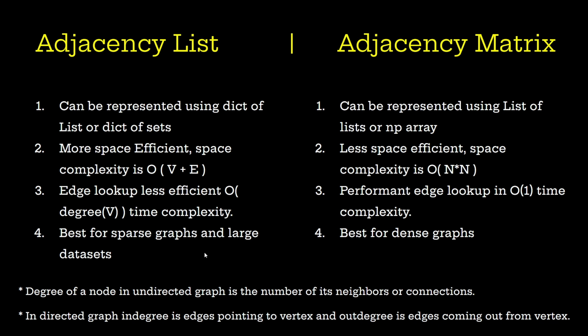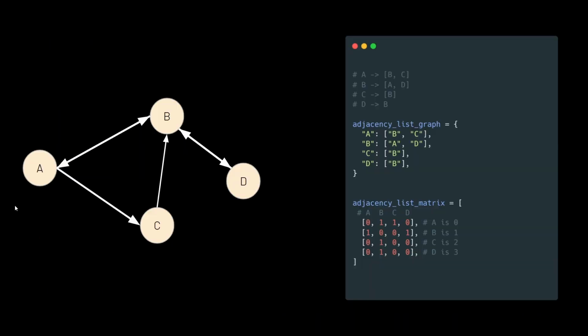As I've already said, the adjacency list is best for sparse graphs and large data sets, whereas the adjacency matrix is best for dense graphs because it provides us performant lookup. The degree of a node in an undirected graph is the total number of its neighbors, or the total number of connections that a node has. For example, if I go back here, this is actually a directed graph, not an undirected graph. But if this was a simple undirected graph with no directions, in this case the degree of A would be 2 because it is connected to two different nodes.